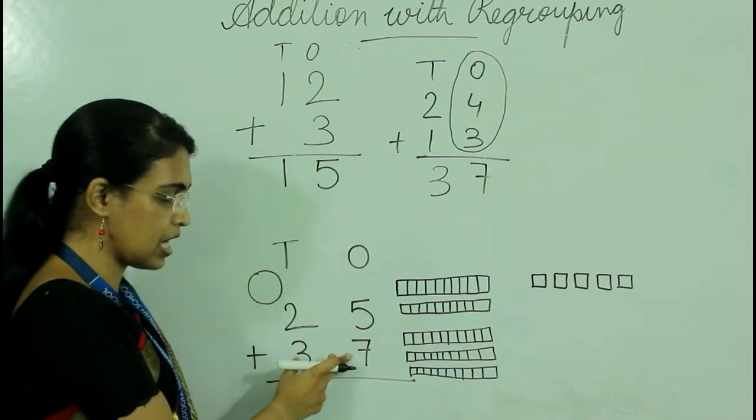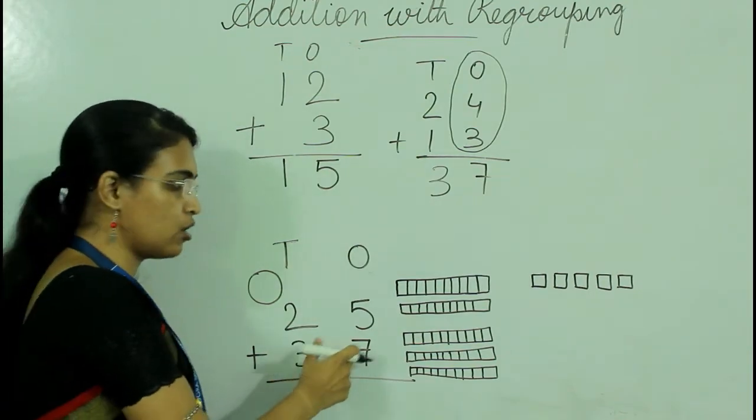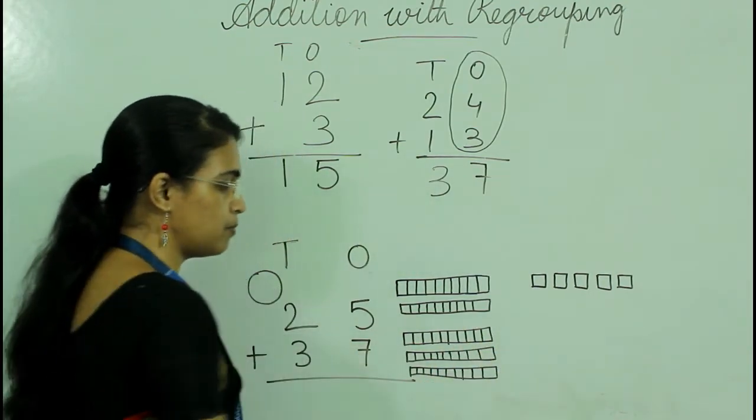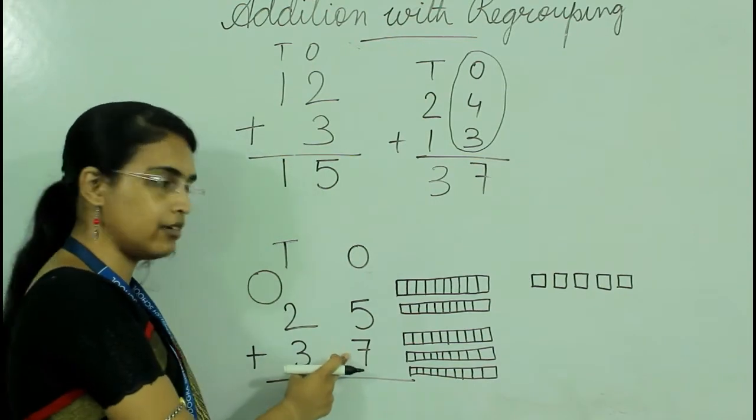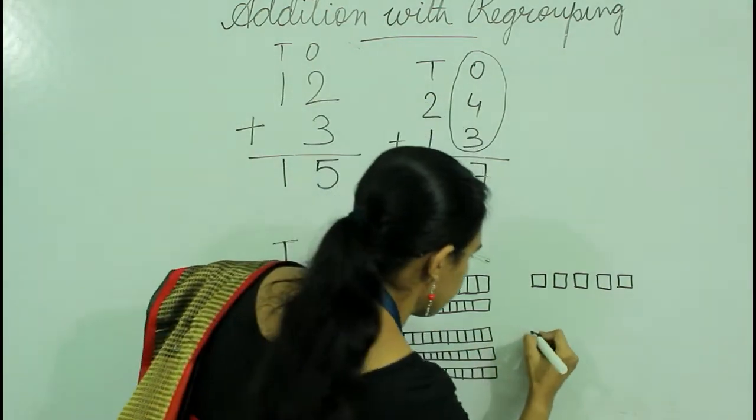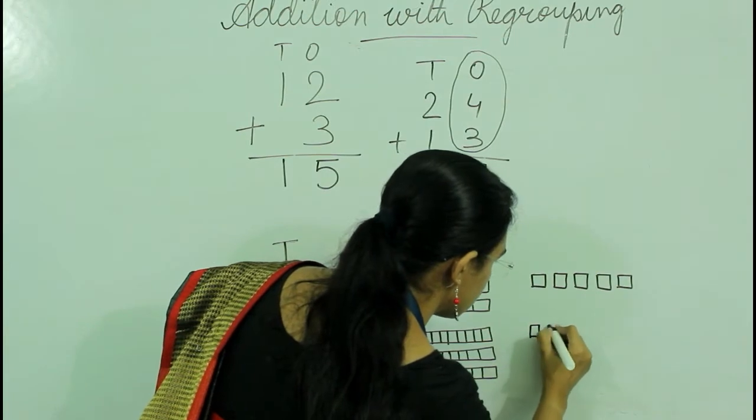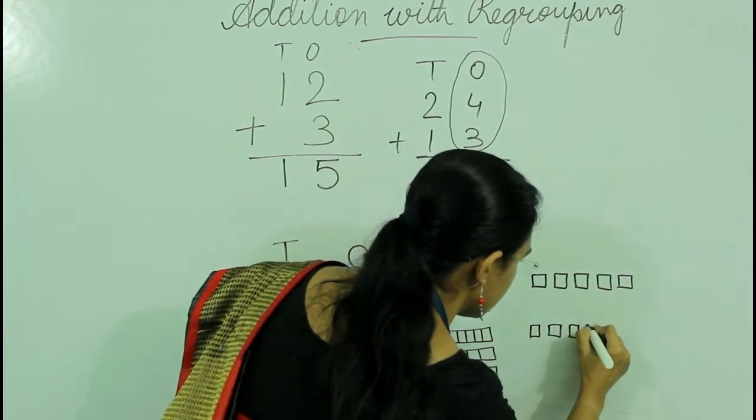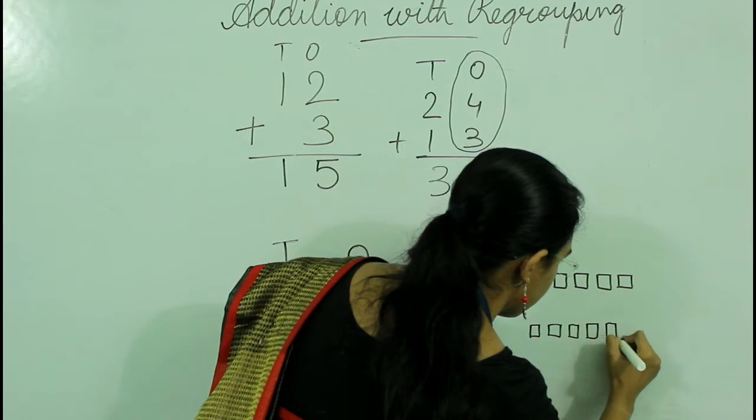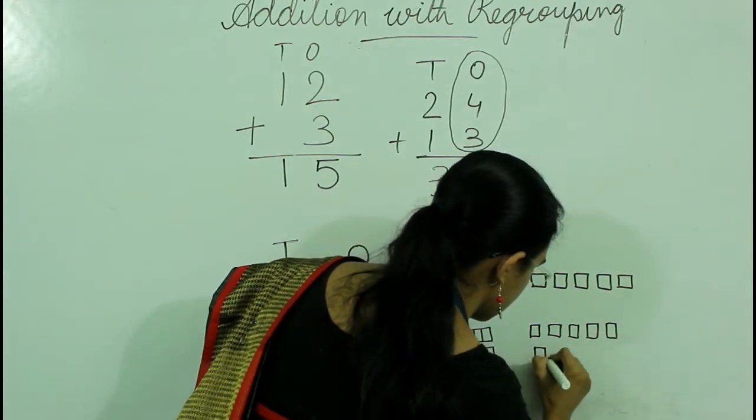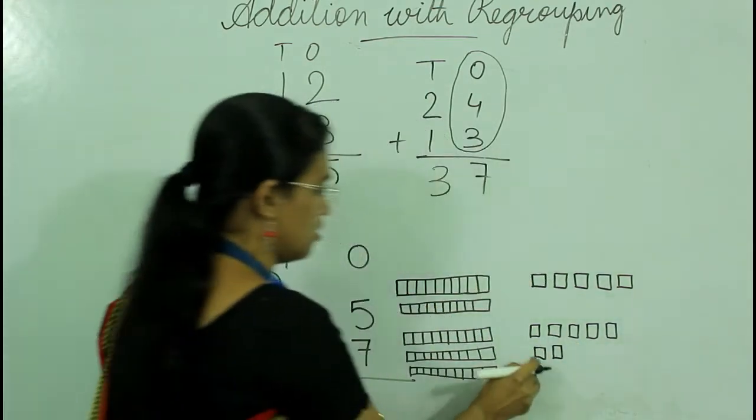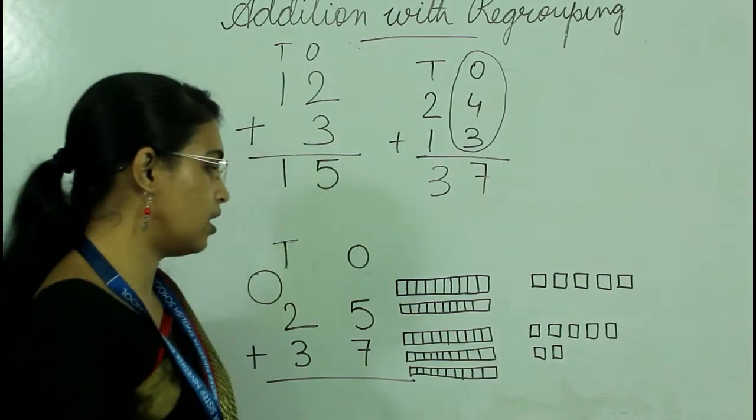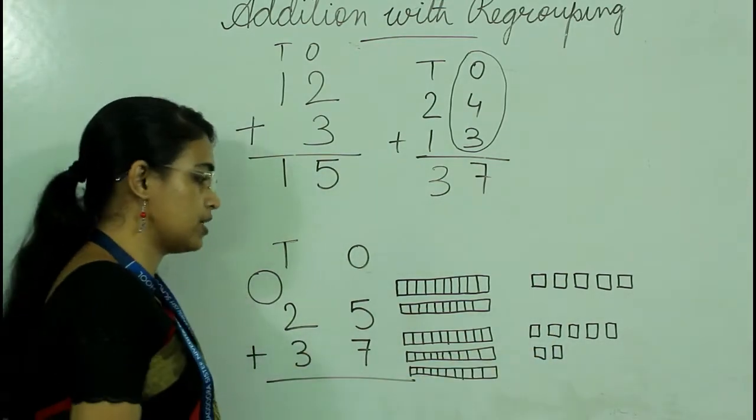Now in the ones place, which number is this? 7. So we have to draw separate blocks. How many ones? 7 ones, like this. 1, 2, 3, 4, 5, 6, 7. Now we have drawn 7 ones in the ones place.